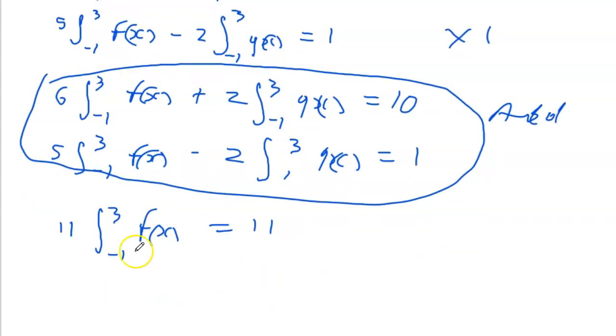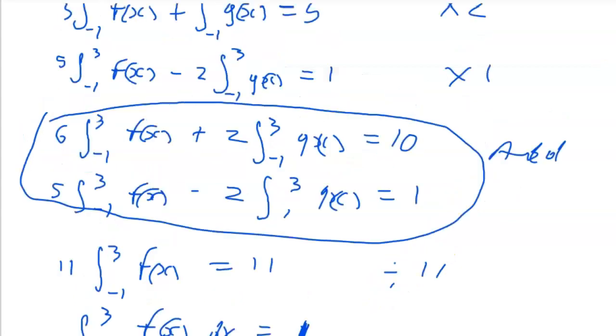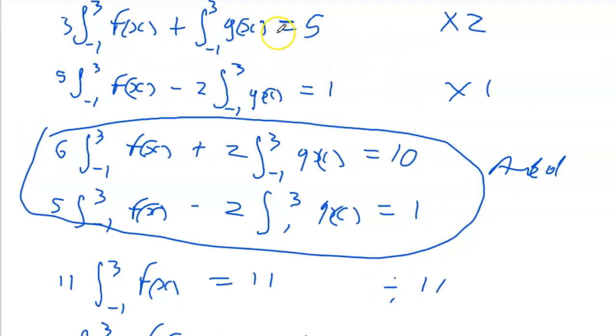Divide both sides by 11. If we divide both sides by 11, we end up with the integral of f(x) dx, of course, 11 divided by itself is 1. Alright, and of course we can always substitute it into any one of these equations to get the value of the integral of g(x). Now, can use equation 1 here. Notice that we know the integral of f(x) between the limits is 1.